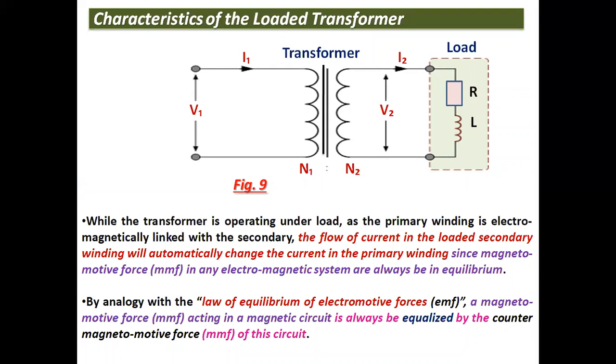Characteristics of the loaded transformer. While the transformer is operating under load, as the primary winding is electromagnetically linked with the secondary, the flow of current in the loaded secondary winding will automatically change the current in the primary winding, since magnetomotive forces in any electromagnetic system are always in equilibrium. By analogy with the law of equilibrium of electromotive force, a magnetomotive force acting in a magnetic circuit is always equalized by the counter magnetomotive force of this circuit.